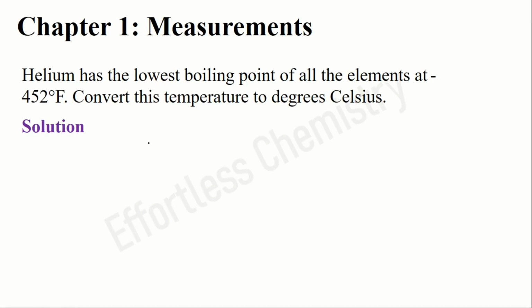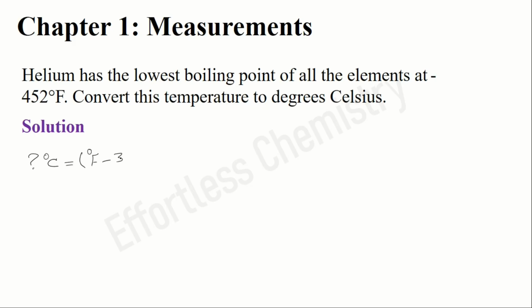to first solve the previous problems that we had from last session, and then we will talk about scientific notation. The first problem: helium has the lowest boiling point of all the elements at minus 452 degrees Fahrenheit. Convert this temperature to degrees Celsius. It's enough to write only the formula which can convert these two temperatures to each other.